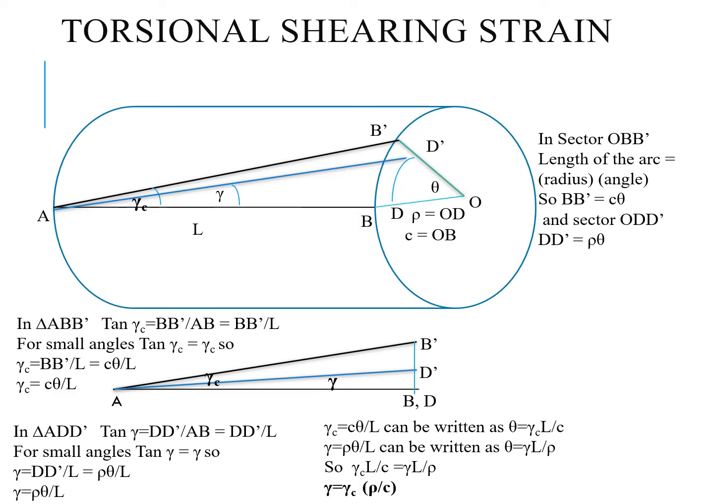This is a very important relationship. In this relationship, for a specific shaft, c is constant because it is the radius. Gamma_c is also constant because it is the maximum possible shear strain on the surface. So rho and gamma are variable. Rho is the distance from the center, up to the surface. So as the value of rho increases, strain will increase, and when rho is equal to c, gamma will become gamma_c.